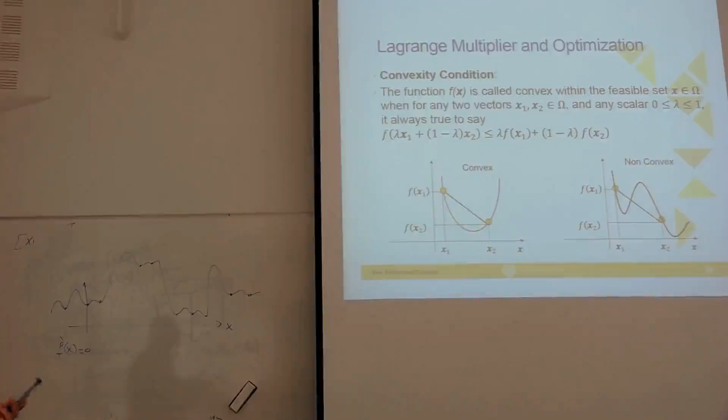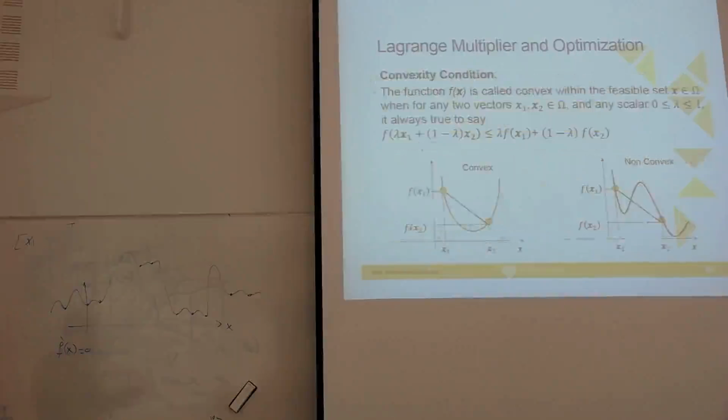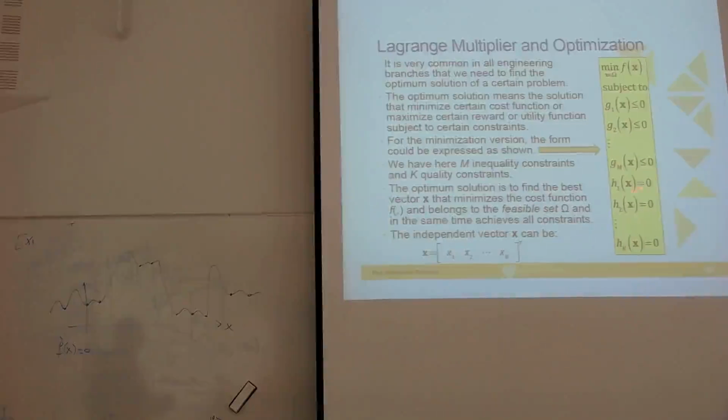But if the problem can be proved to be convex, we are happy, because we will have only one minimum, and once we find it, this will be the unique solution. So we don't need to look for other better solutions. Okay, now how to solve such a problem? How to solve this constrained optimization?